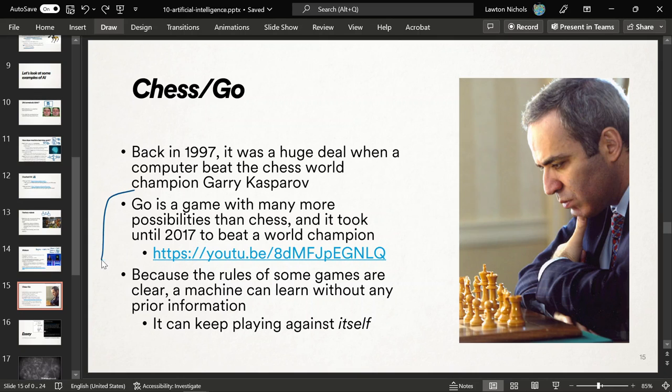Same with the game Go, if you've heard of that. So Go is a bit more complex. It has a bigger game board, a lot more states to think about. And it was more recent, back in 2017, that somebody finally built an artificial intelligence program that will beat a human in the game Go. There's a video on that one if you want to watch it.